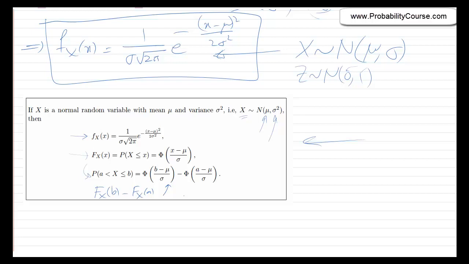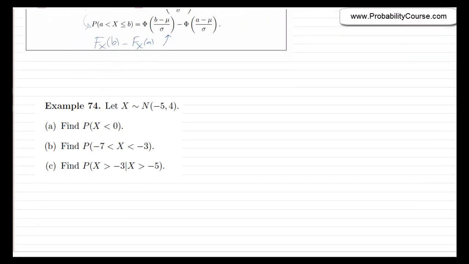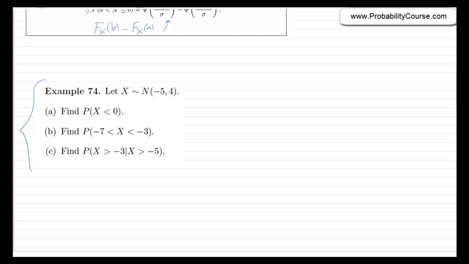So let's look at an example to make sure that we can work with this phi function. x is normal with parameter mu equals minus 5, and here I mean sigma squared equals 4, which means that sigma is equal to 2. My question is, first find the probability that x is less than 0, find the probability that x is between minus 7 and minus 3, and find the probability that x is larger than minus 3 given that x is larger than minus 5. I suggest that you solve this problem before watching the rest of the video. Okay, let's look at the solution.